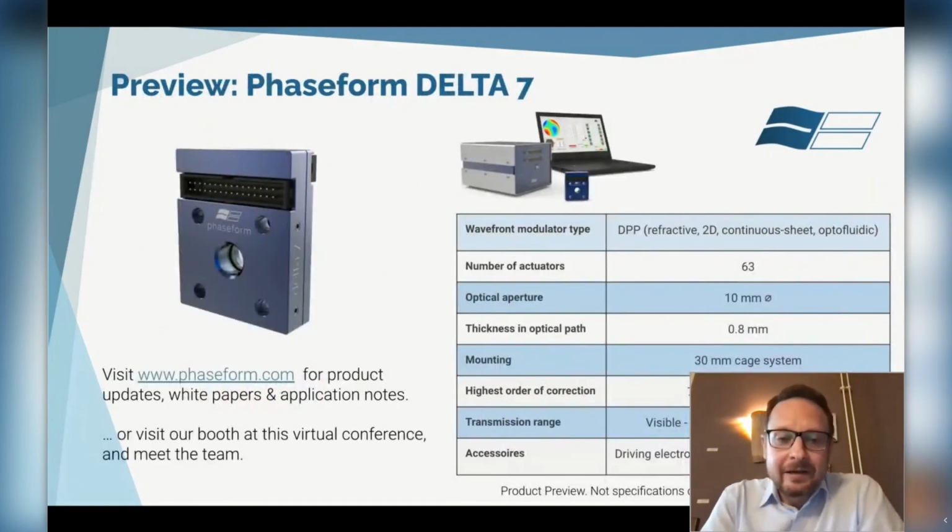With our first minimum viable product, which we call the Delta 7, we want to enter the market later this year. It's a DPP-based wavefront modulator, a phase modulator with 63 actuators. And we are currently looking for early access customers from industry and research.